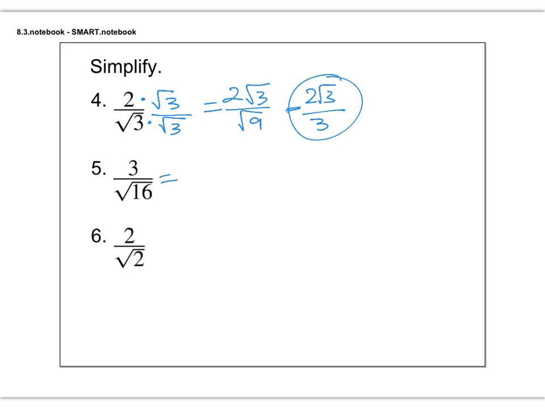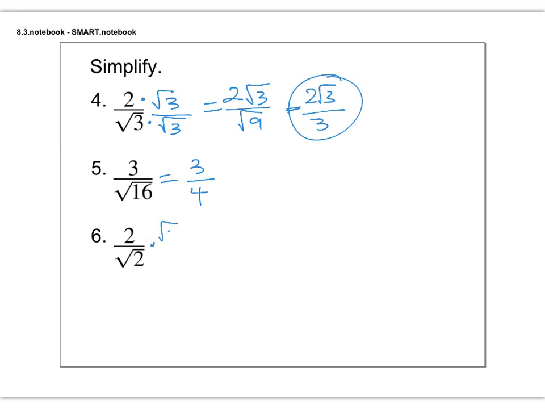Number 5, square root of 16 is actually a nice number. 16 is a perfect square, so this just ends up being 3/4. And here, square root of 2 is not a nice number, so we have to rationalize the denominator.